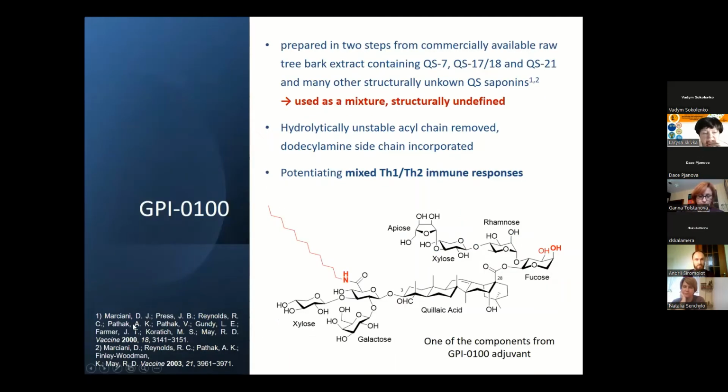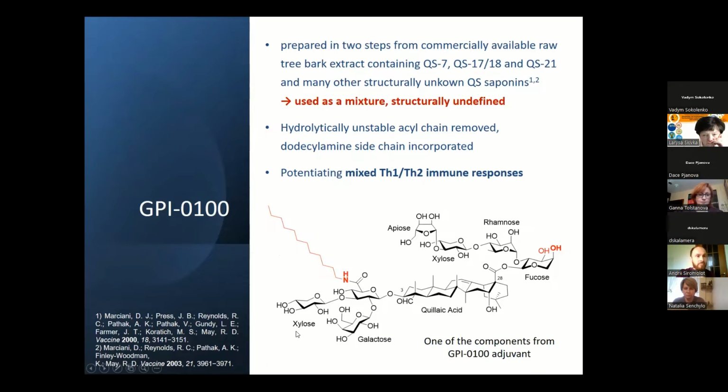Marciani and his group did something very important in that way. They found a GPI adjuvant. So they used just commercially available raw tree bark extract, and they put it in reaction conditions to hydrolyze everything that was bound here. And after that, they installed this alkyl chain on this side. In that way, by installing this alkyl chain here, they managed to retain the mixed immune response.